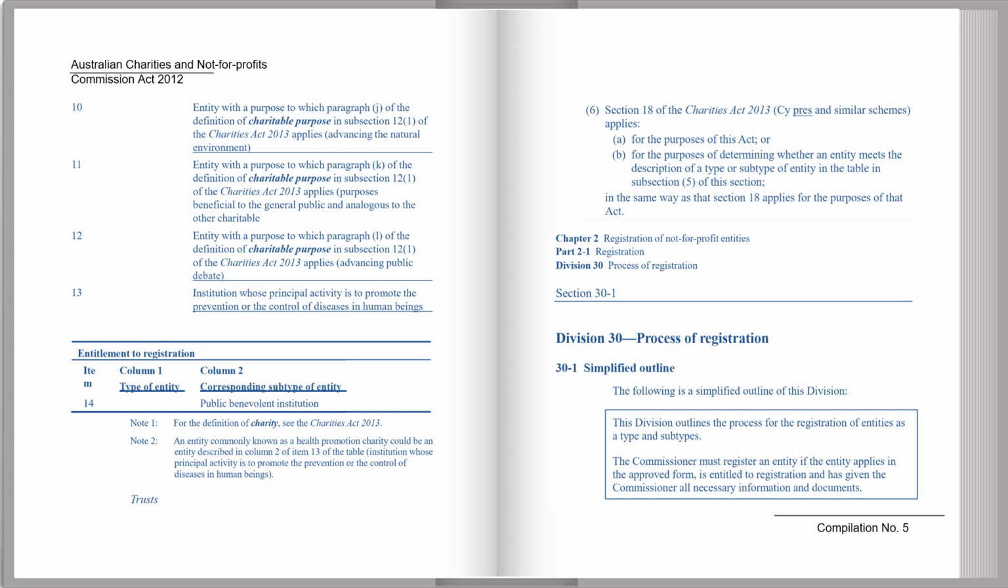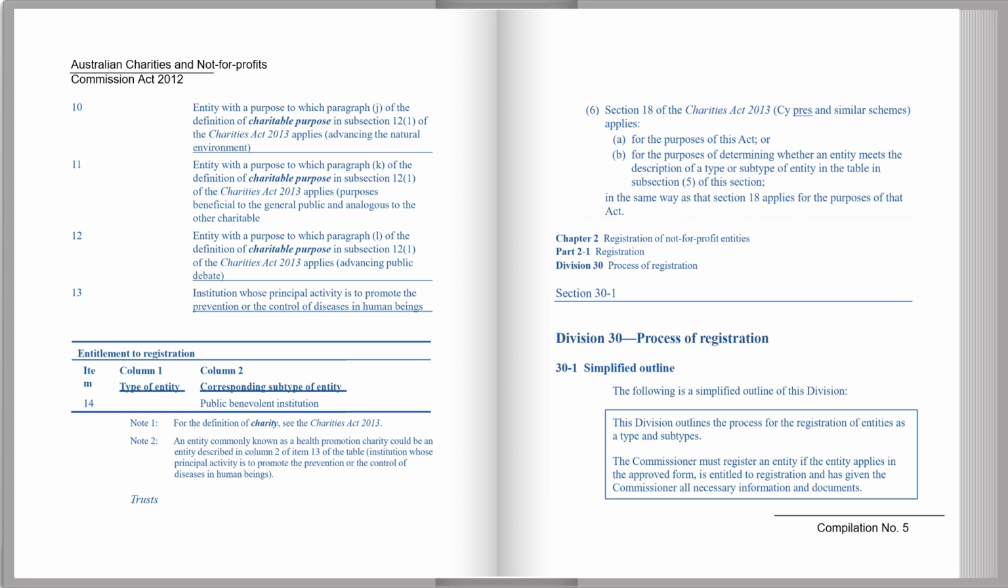12. Entity with a purpose to which paragraph I of the definition of charitable purpose in subsection 12(1) of the Charities Act 2013 applies. Advancing public debate. 13. Institution whose principal activity is to promote the prevention or the control of diseases in human beings. 14. Public benevolent institution. Note 1.